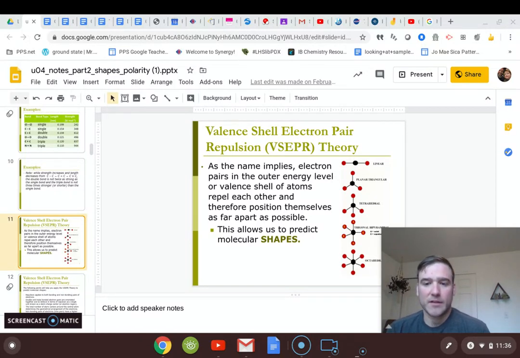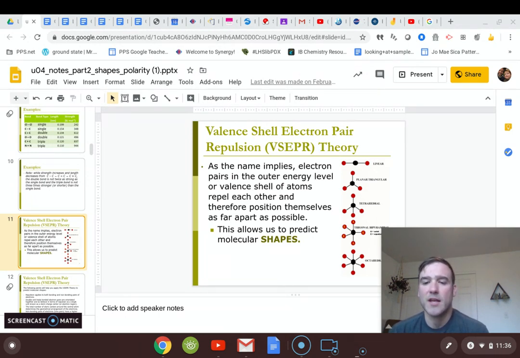Because atoms and molecules do exist in nature in three dimensions, we have to think about them with a little bit different of a view than a simple Lewis diagram, which is something we can draw on paper and get a pretty good sense of what the molecule looks like and how the atoms are arranged against each other. But it is not a true representation of what the atom or molecule looks like in nature.